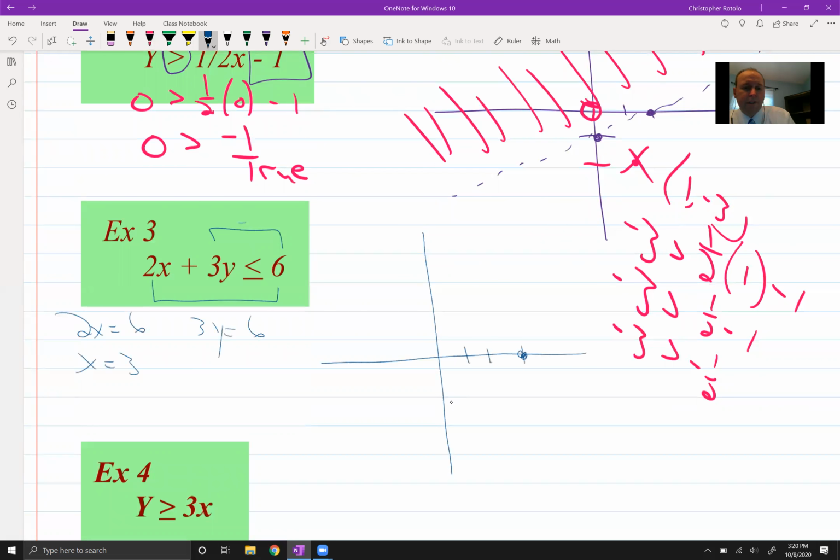3y equals 6, so y is 2. All right, now you're saying, Mr. Tola, you put equal signs in. You told us not to do that because it's inequality. All right, so here I'm just trying to find an intercept. So nothing matters until right now.